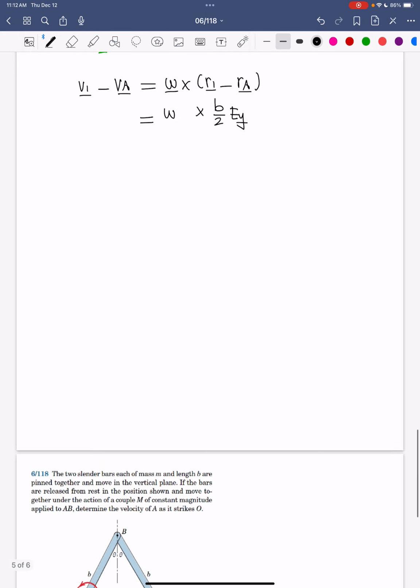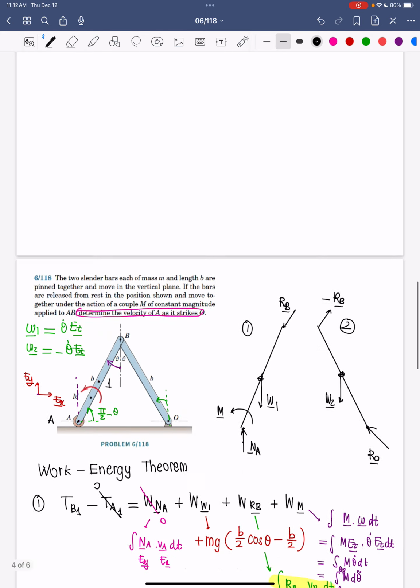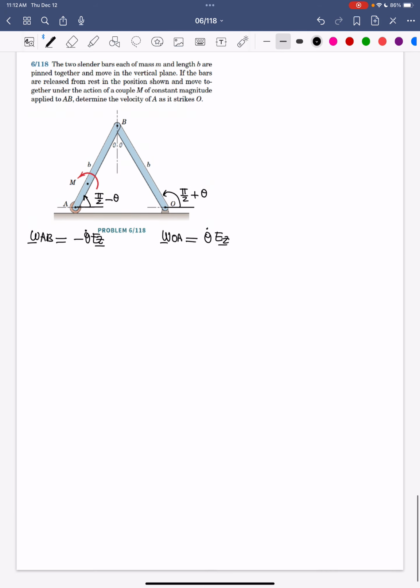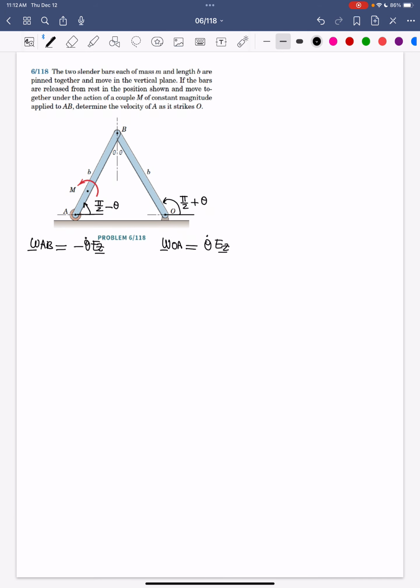I tried to solve this problem a lot preparing for this video, and for now, we're going to try to solve it using the work energy theorem and see if it works. Well, this is a system of two bars. We're going to write the work energy theorem of each bar and then sum them. That's how we do the work energy theorem for a system. We did the same thing for a system of particles. You find the work energy theorem for each particle and then you sum.